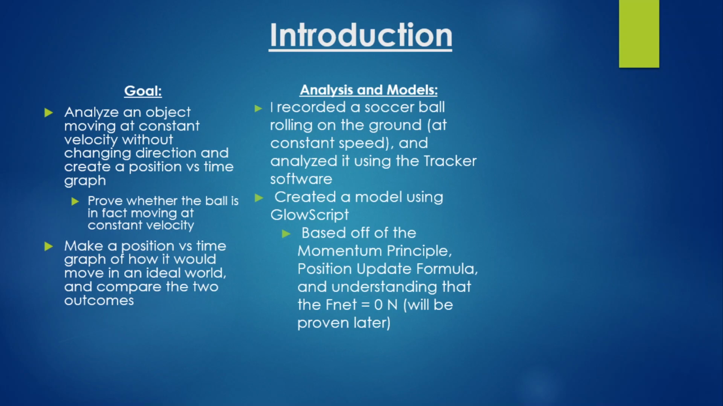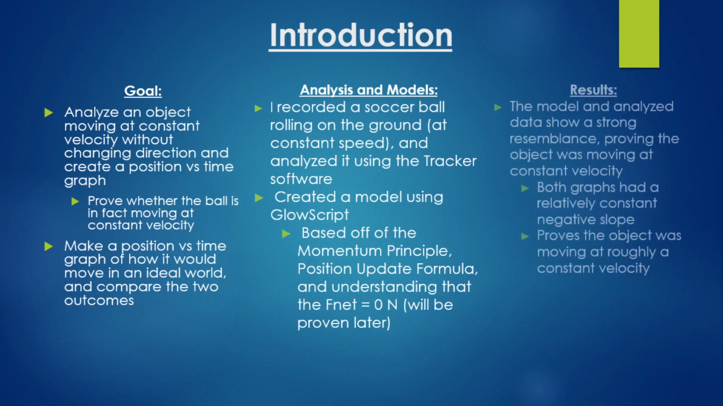So, to analyze the motion of the ball, I recorded a soccer ball rolling on the ground at constant speed and analyzed it using the Tracker software. And then I created a model using GlowScript to base it off ideal physics, the momentum principle, the position update formula, and understanding that net force would be equal to zero, which will be proven later. Results: the model and analyzed data show a strong resemblance, proving that the object was moving at a constant velocity. Both graphs had a negatively constant slope, and this proves the object was moving at a roughly constant velocity.